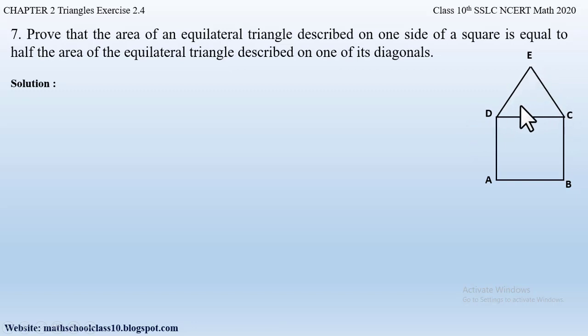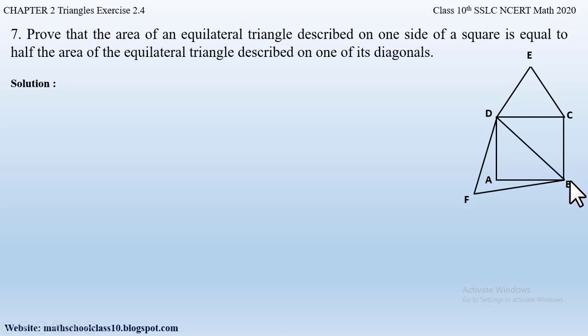So we have to prove the area of this equilateral triangle described on one side of the square, CD, is equal to half the area of the equilateral triangle described on one of its diagonals. So let us take a diagonal DB. Let us draw another equilateral triangle DFB, such that the area of this equilateral triangle DEC is equal to half the area of the equilateral triangle DFB. Okay, so we have to prove that.